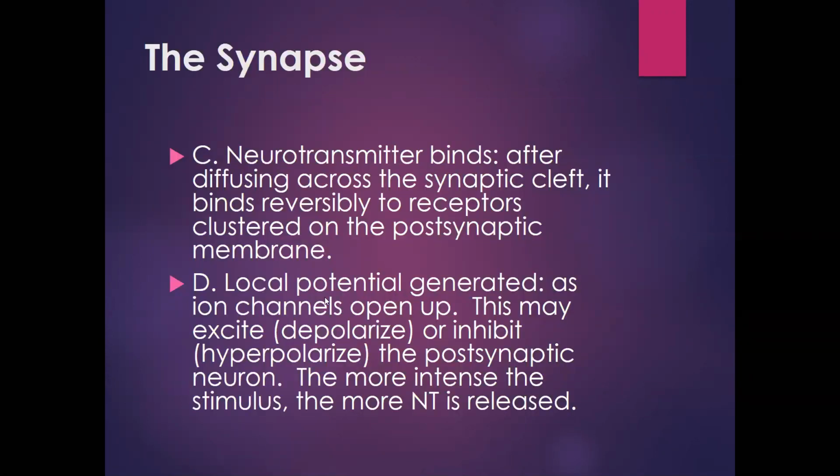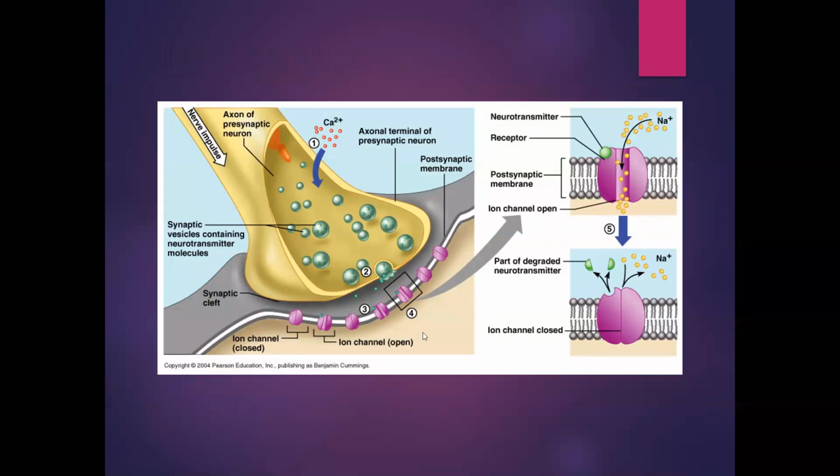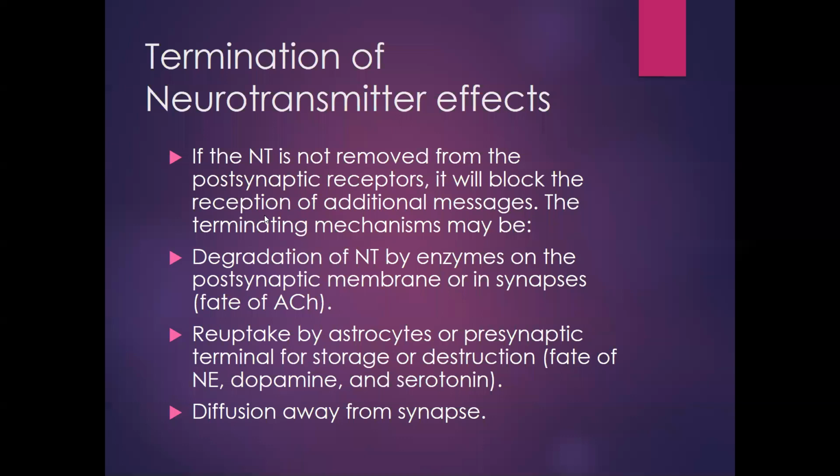And then the last thing we'll do right here is a local potential is generated as the ion channels open up. This may excite, depolarize or stimulate the neuron, or inhibit or hyperpolarize the postsynaptic neuron. The more intense the stimulus, the more neurotransmitter is released, and so more likely will these open up. But once they open up and get to threshold, boom, then the neuron will fire. So if we wanted to draw in, right here, this is going to be plus, plus, plus, plus, and then minus, minus, minus, minus, minus. But then right here, now it's minus, minus, minus, and plus, plus, plus, because we just created that local potential. Okay, that's where I want to stop because I want to talk for a little while about termination of neurotransmitter effects.